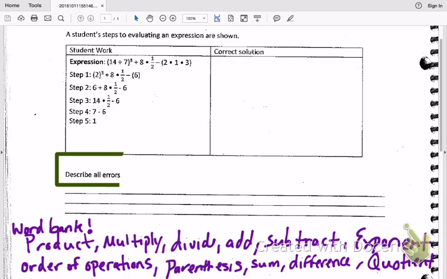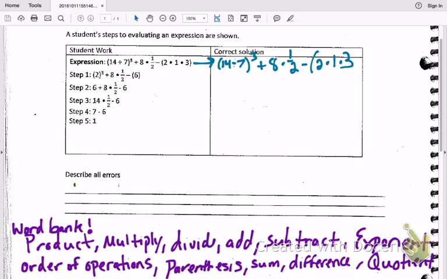What I'm going to do is start by actually doing the problem. So we're going to look at this problem. This is a problem that you guys actually did yesterday. So once again, should be pretty easy. Okay, we're going to start with the beginning. We're going to simply put this same information right over here. We're going to rewrite it. Okay, we have 14 divided by 7 to the third power plus 8 times a half minus 2 times 1 times 3.